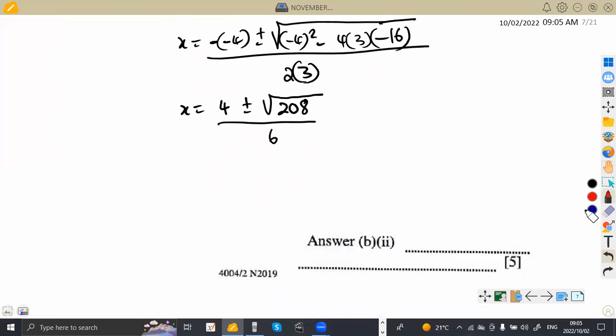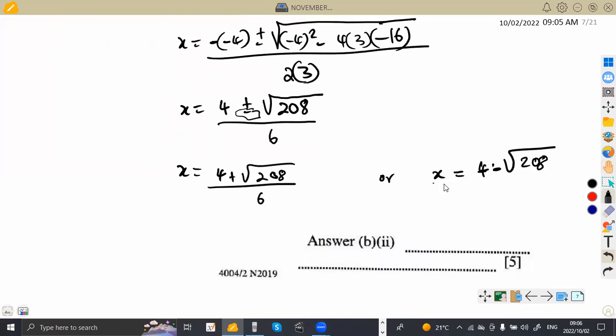So from this part, separate the square root from plus or minus. So it's going to be x, which is 4 plus square root of 208 over 6. Or the other one is going to be x, which is equal to 4, but minus now. From this plus or minus, the other one is going to be 4 minus square root of 208 over 6. All right, so that's what you're going to have.